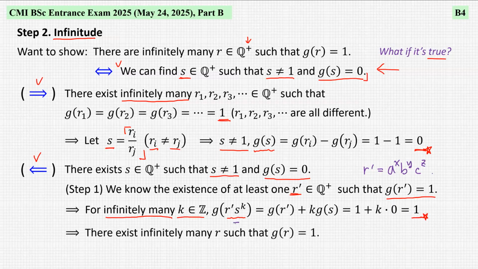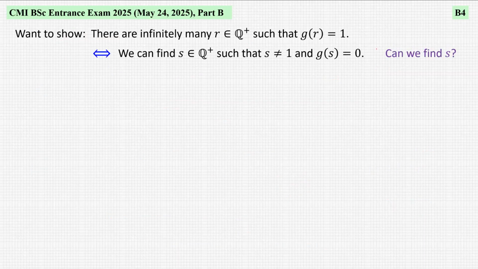Therefore, if we think of this r prime s to the power of k as new r, then it is guaranteed that there exist infinitely many rational numbers r such that g of r equals 1. So with this equivalent relation established, let's see if we can find such rational number s, whatever the range of function g might be. It can be done by following clever definition.